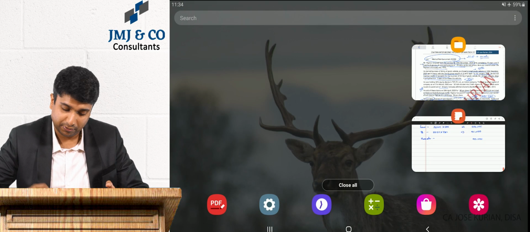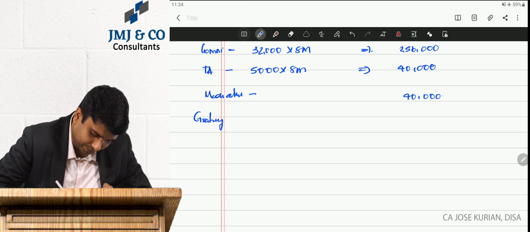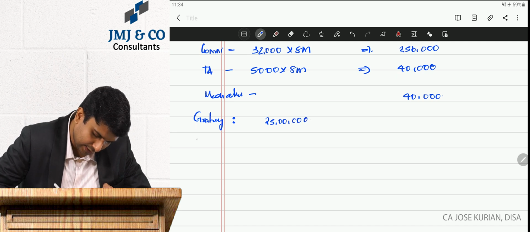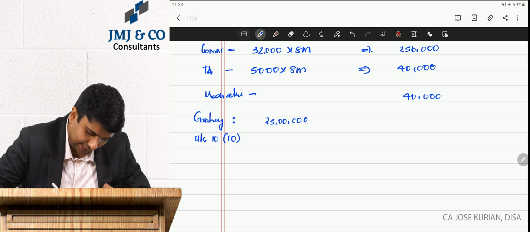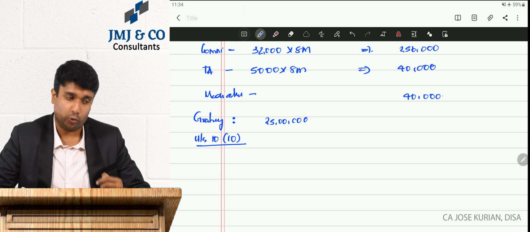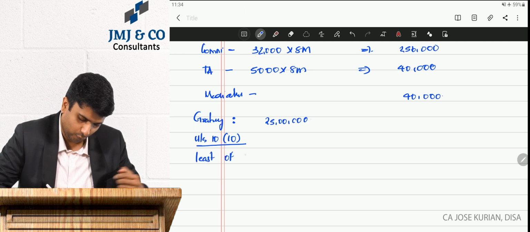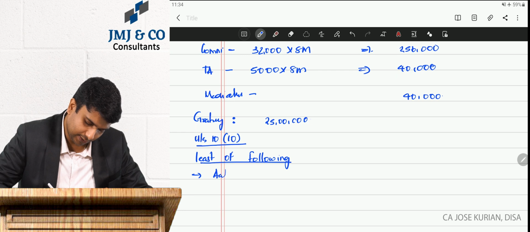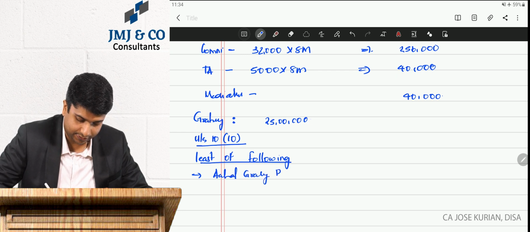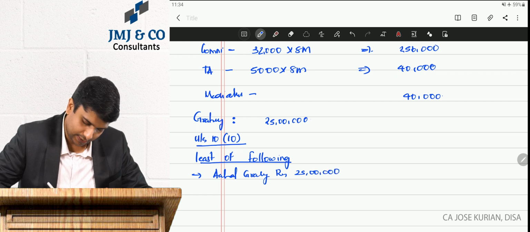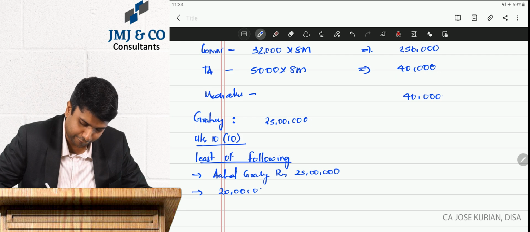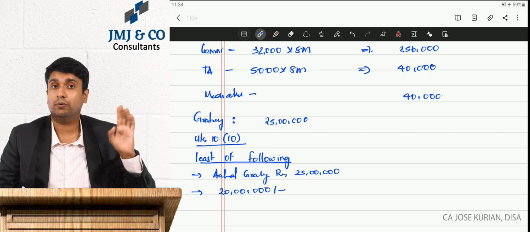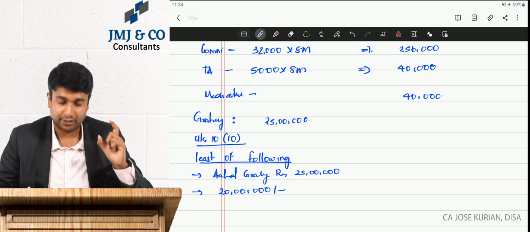Alright, now let's compute the taxable gratuity. The amount he received is 25 lakhs. Under section 10(10), he is eligible for an exemption, and the exemption shall be the least of the following. Number 1, actual gratuity received, that is 25 lakhs. Number 2, a statutory amount of 20 lakhs. Whether he is covered or not covered under the Payment of Gratuity Act, the statutory limit is the same. Earlier it was 10 lakh, now it has been increased to 20 lakh.